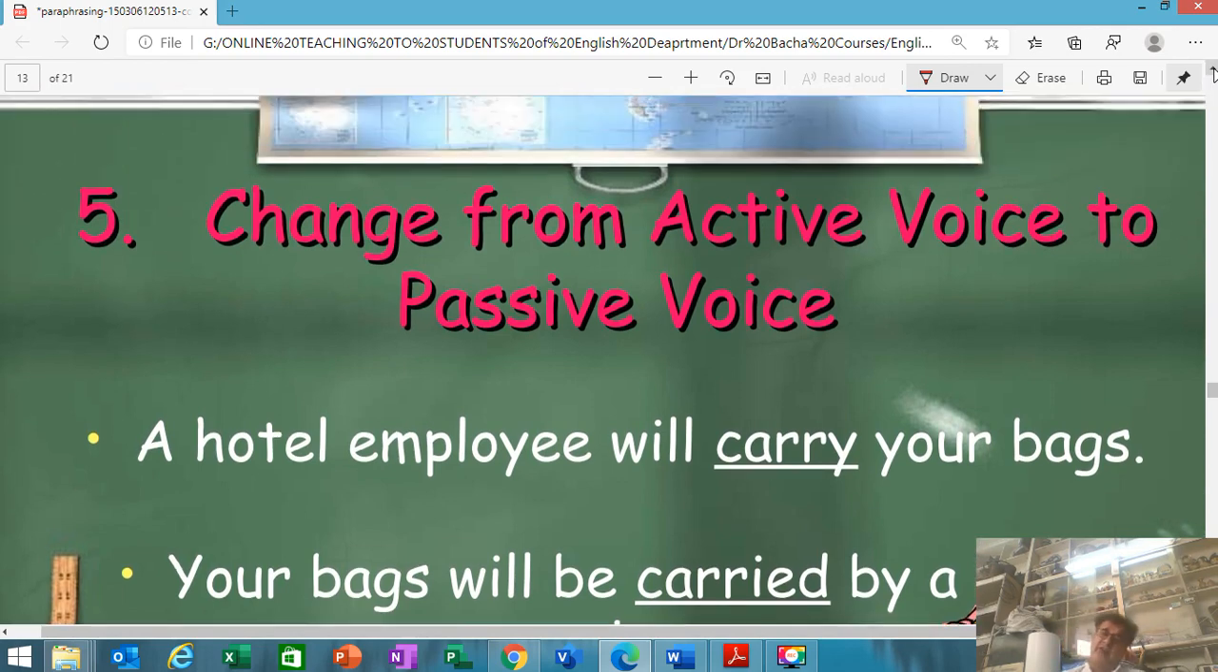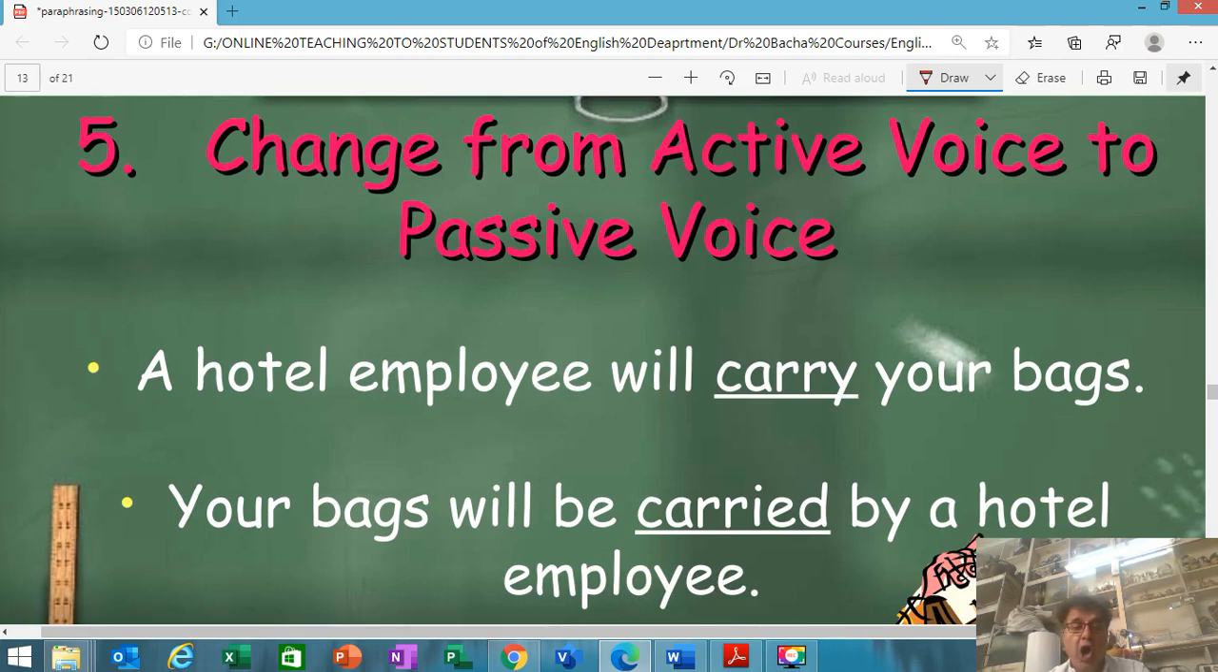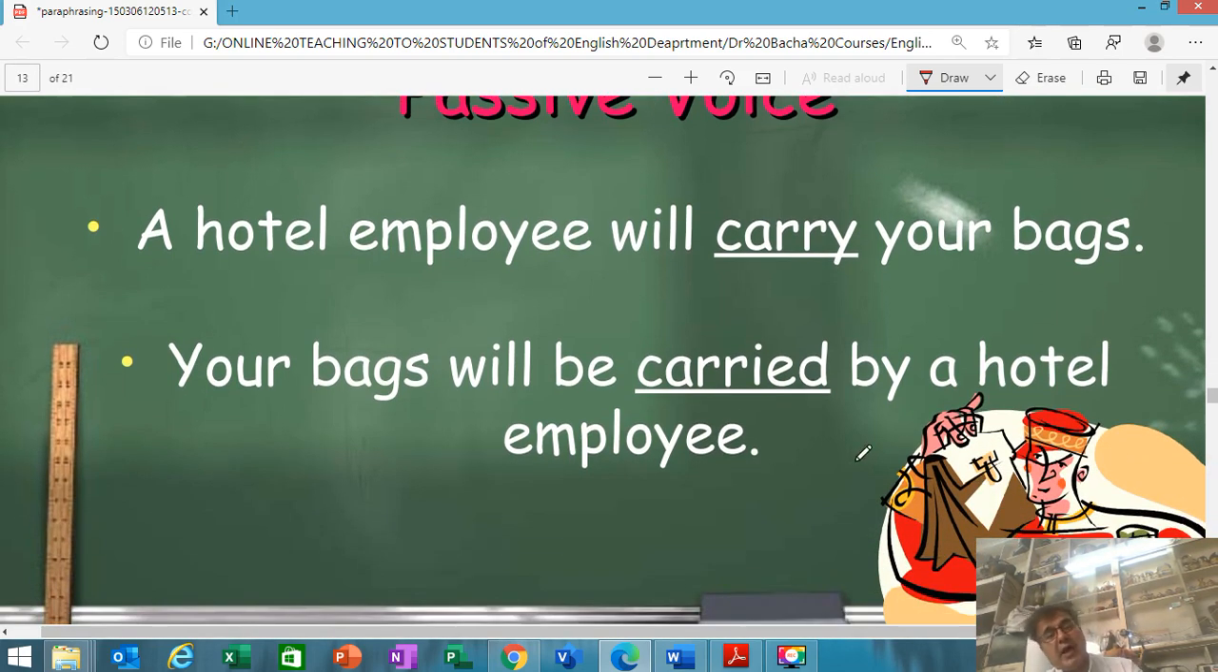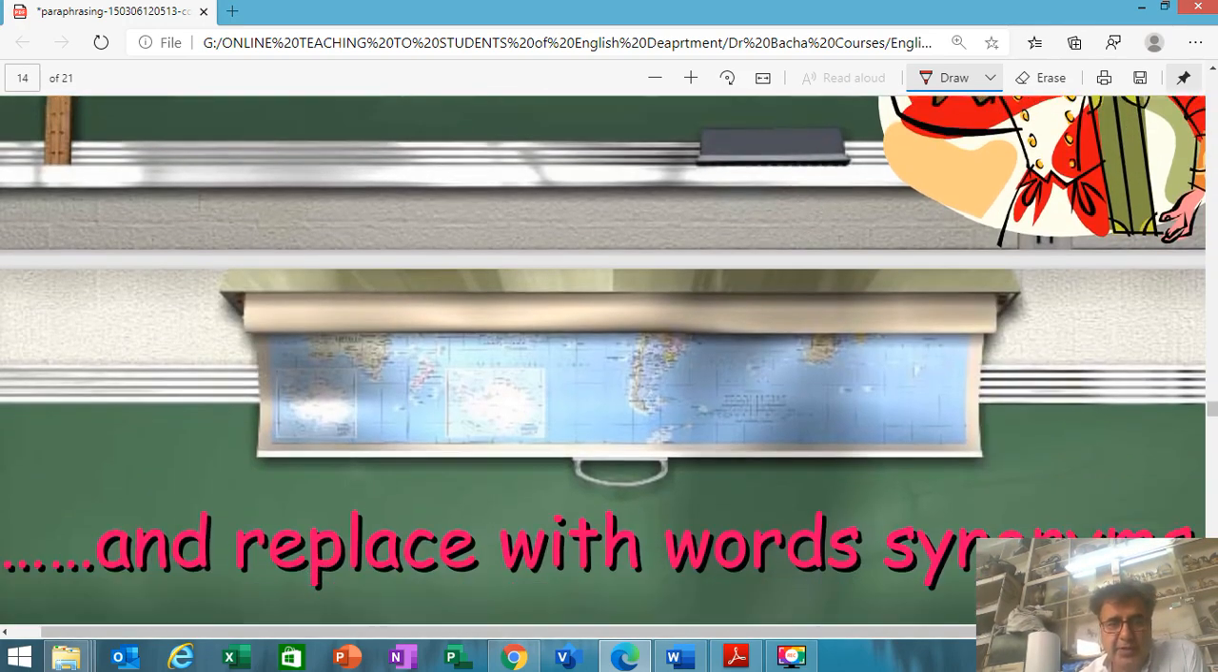Change from active voice to passive voice. You have to even change from active to passive. For example, "A hotel employee will carry your bags," and "Your bags will be carried by a hotel employee." So here you see, this is being changed into passive voice. You see there. So I think you are getting what I'm saying.